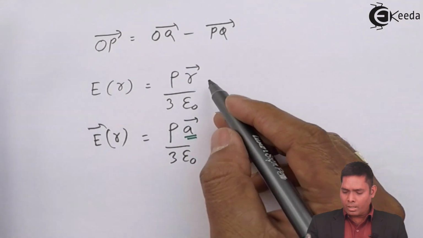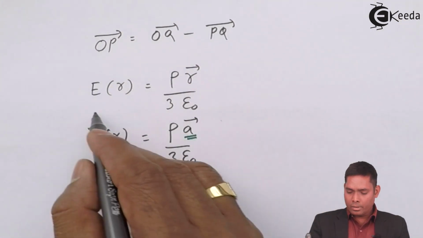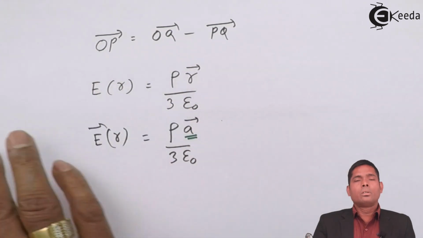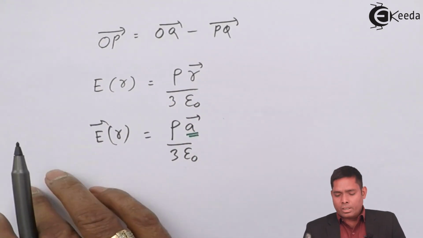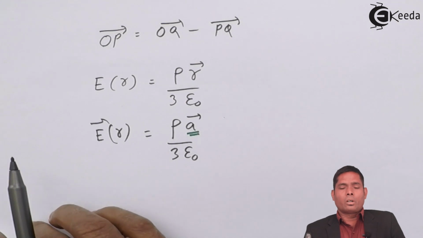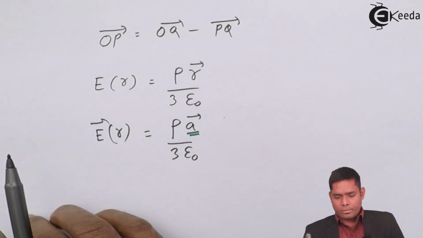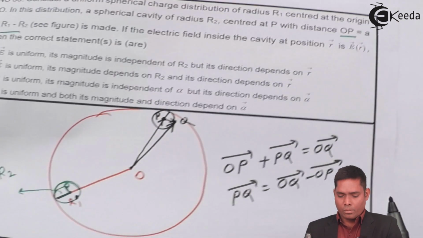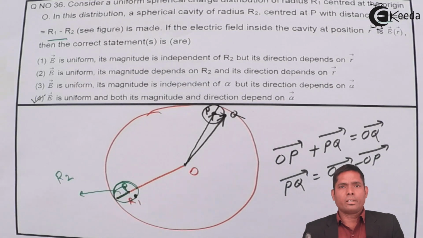So this is the formula for the electric field inside a uniformly charged non-conducting sphere. So the answer to the question is option number 4. Okay, thank you.